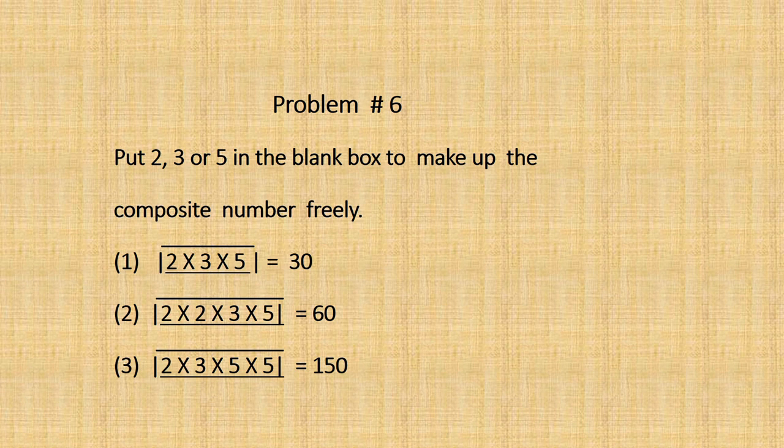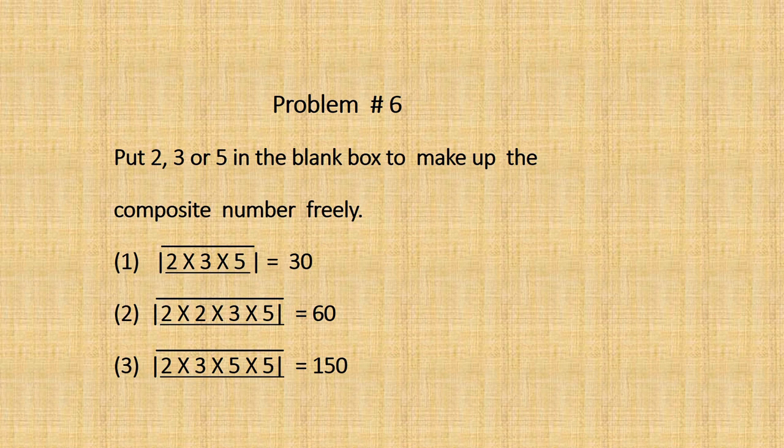My dear students, now come to problem number 6. Put 2, 3, or 5 in the blank box to make up the composite number freely. They are giving us 2, 3, 5, all are prime numbers. By using the prime numbers freely, we are making the composite number by multiplying. It's very easy math. In number 1, I am taking 2 multiplied by 3 multiplied by 5. My answer will be 30. 30 is a composite number.